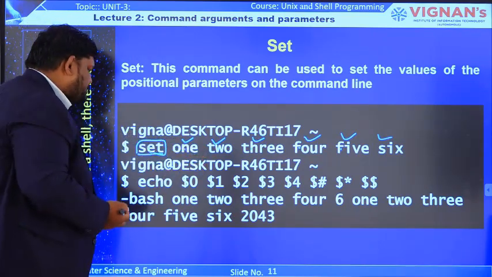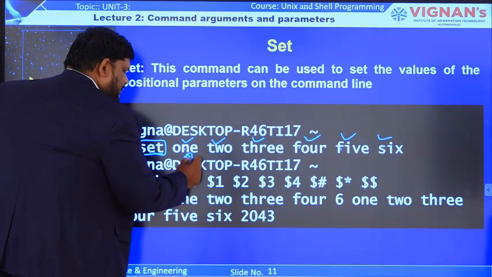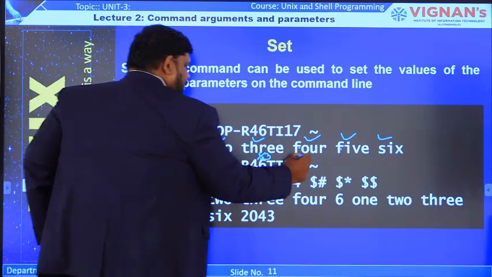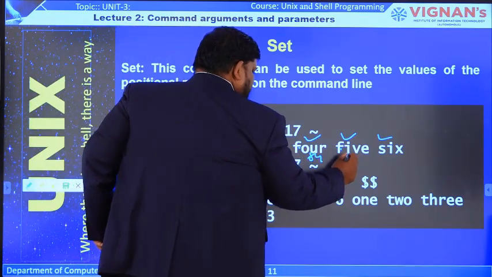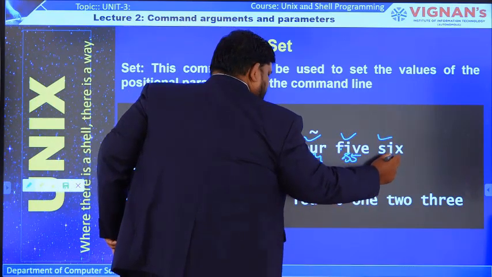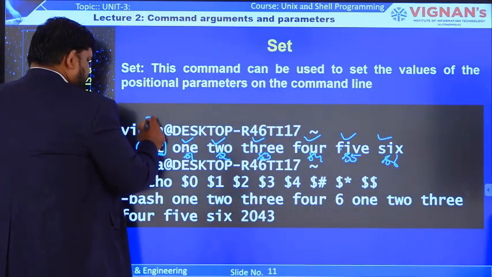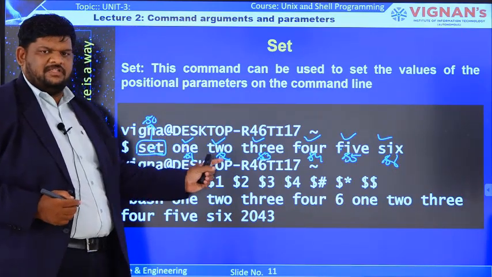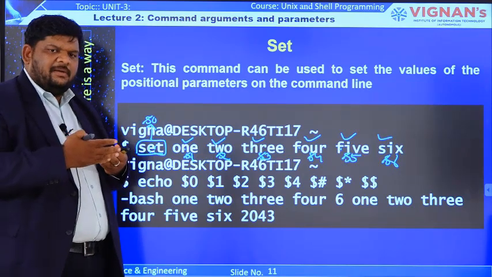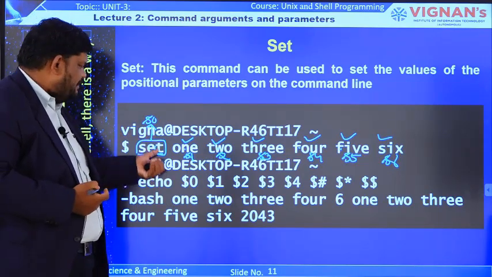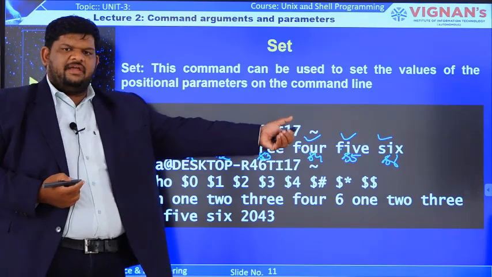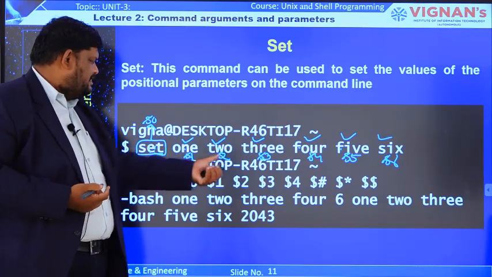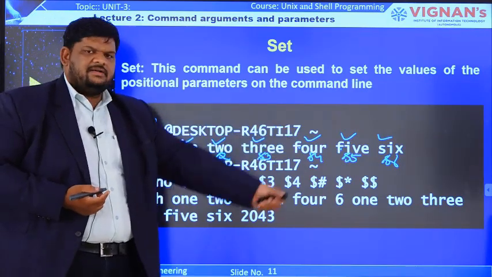Now how it assigns: 1 is nothing but $1, 2 is nothing but $2, 3 is nothing but $3, 4 is nothing but $4, 5 is nothing but $5, 6 is nothing but $6. This is $0. How these values are assigned is possible with the help of the set command. Whatever arguments we pass to the set command, it will set the values to the entire arguments. Now here we gave 6 arguments, so it will assign in this way, $1, $2 to $6.